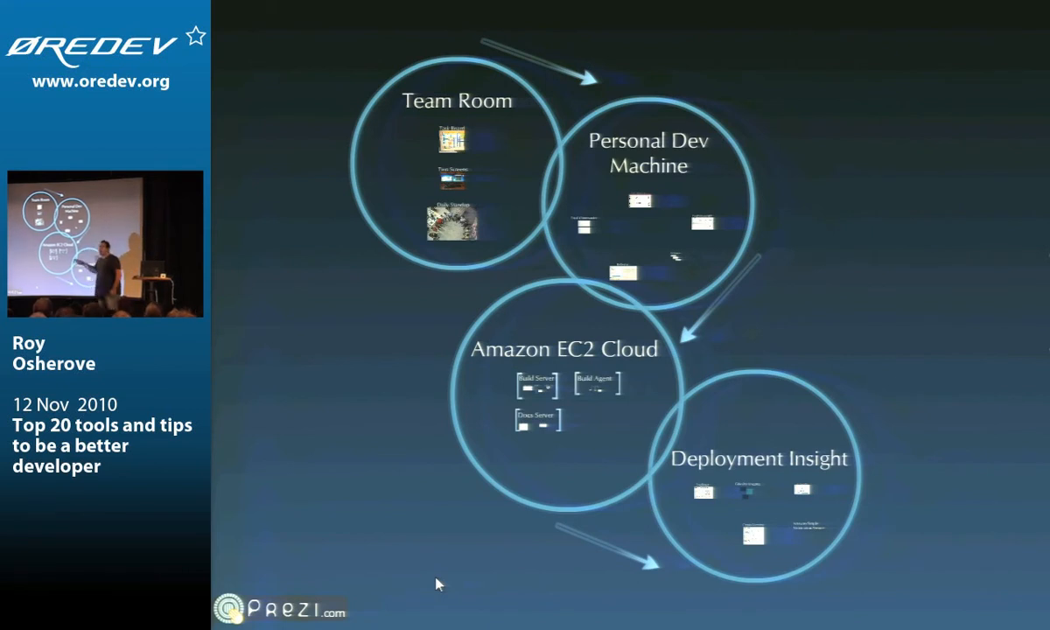I'm going to talk about how we use the Amazon EC2 cloud in production, with hopefully some demos as well, what happens in our build servers, how everything is hosted, and what happens after deployment. How do we gain insight about our applications, and how does that help us be better developers to our customers?